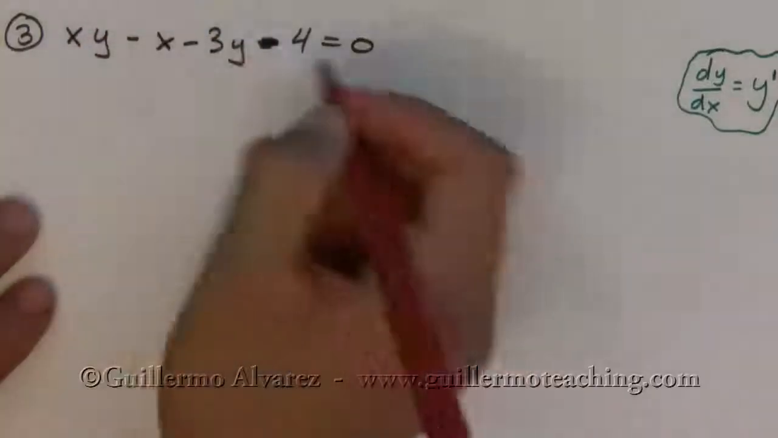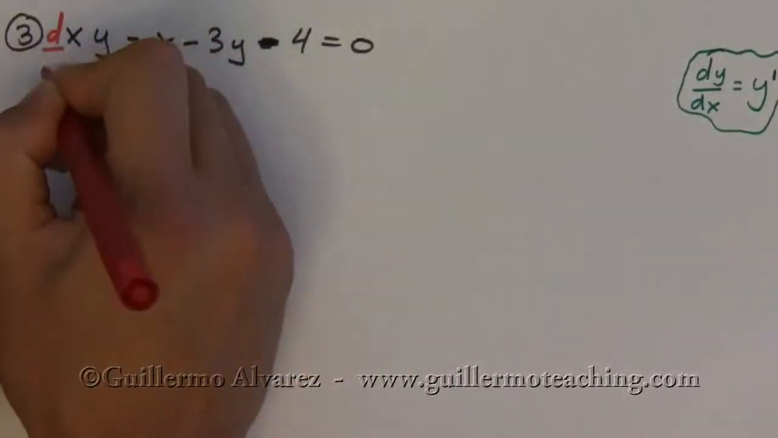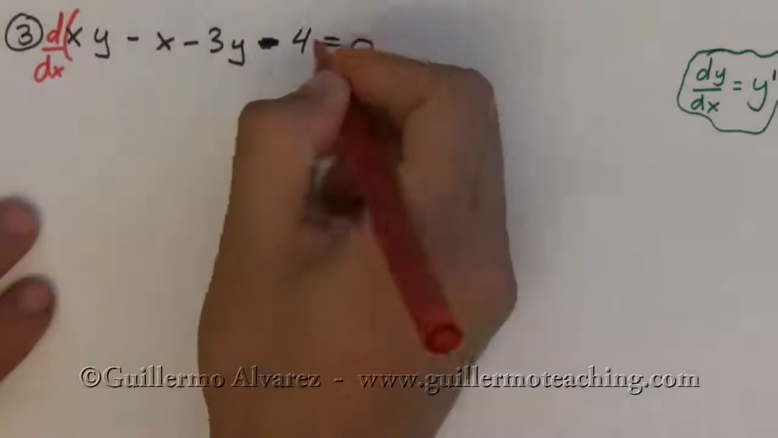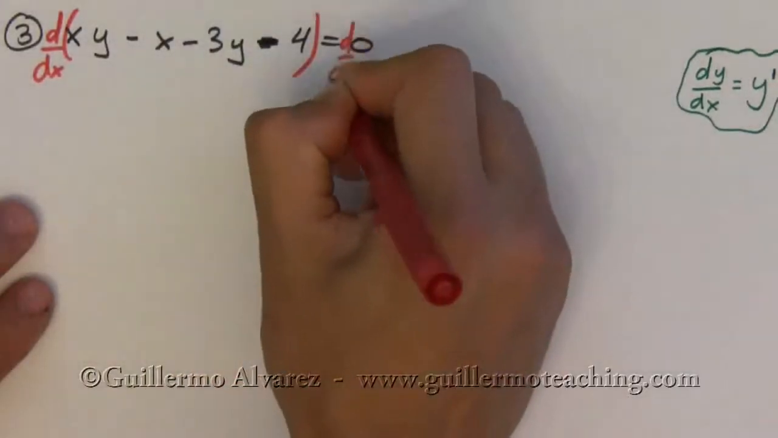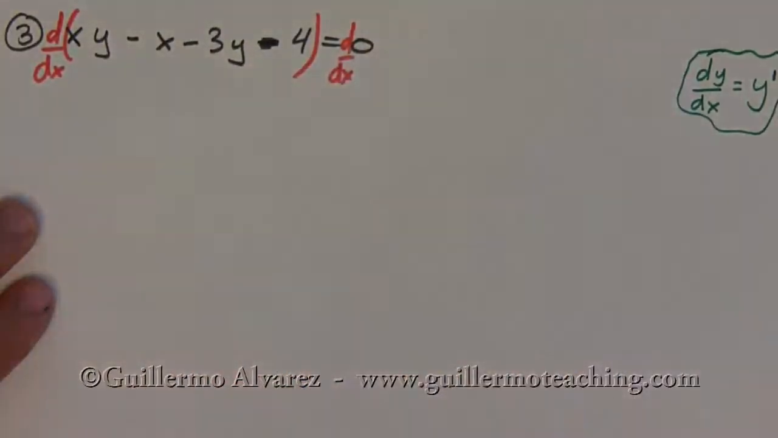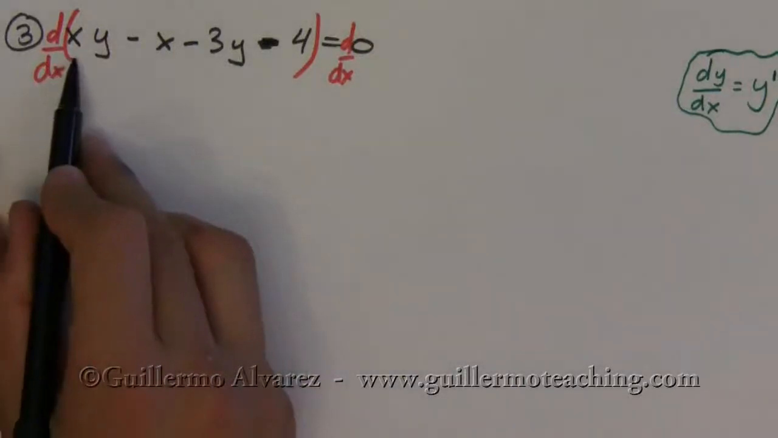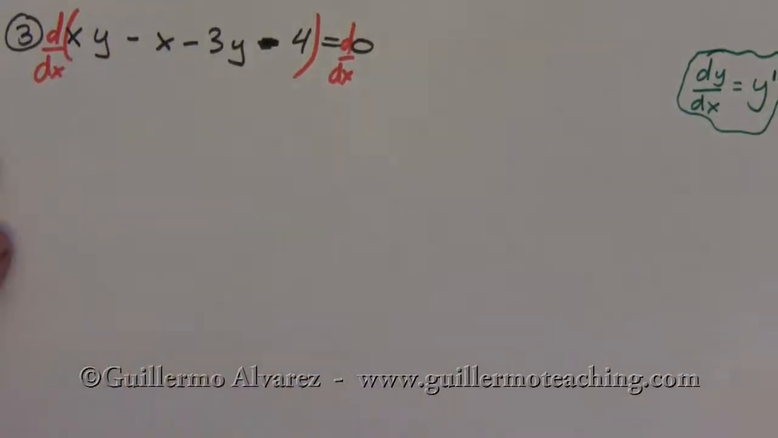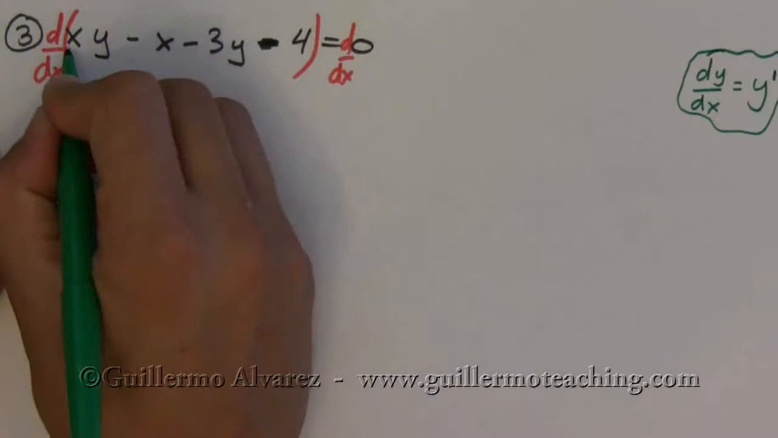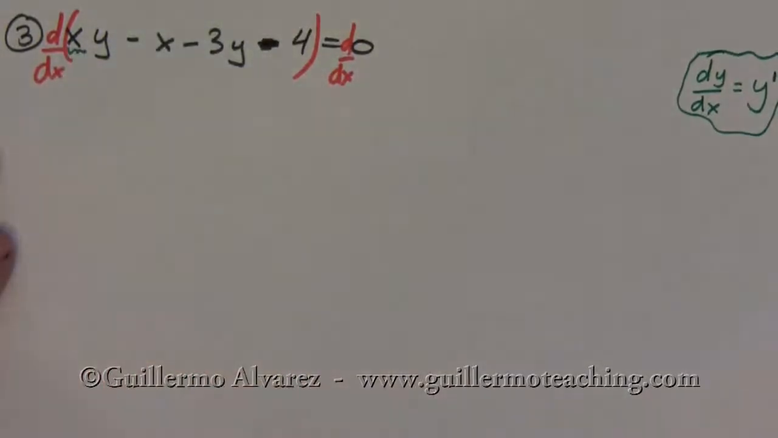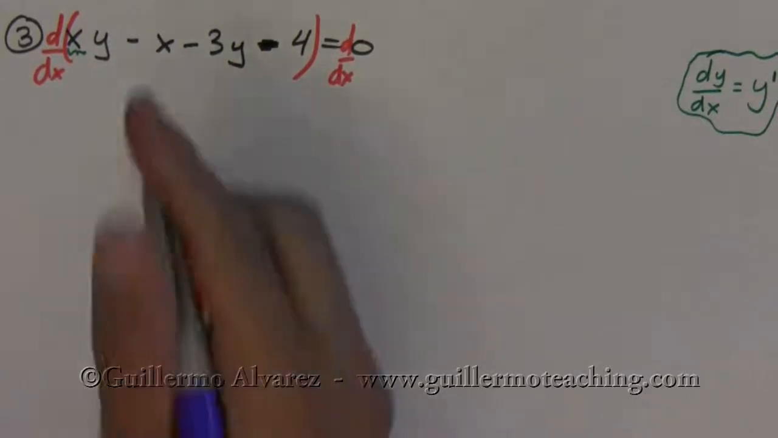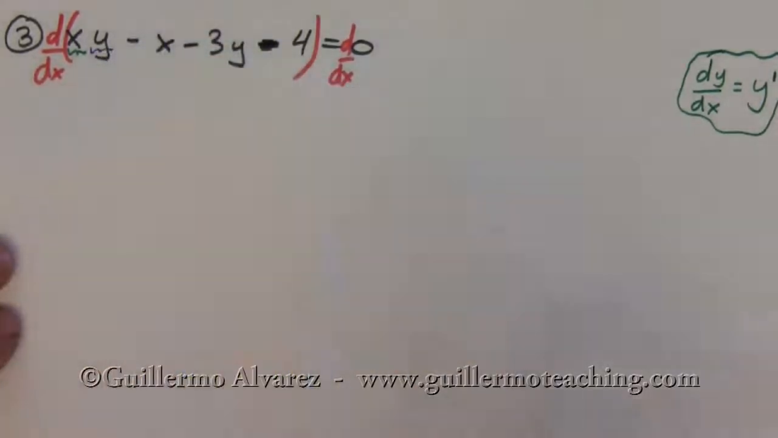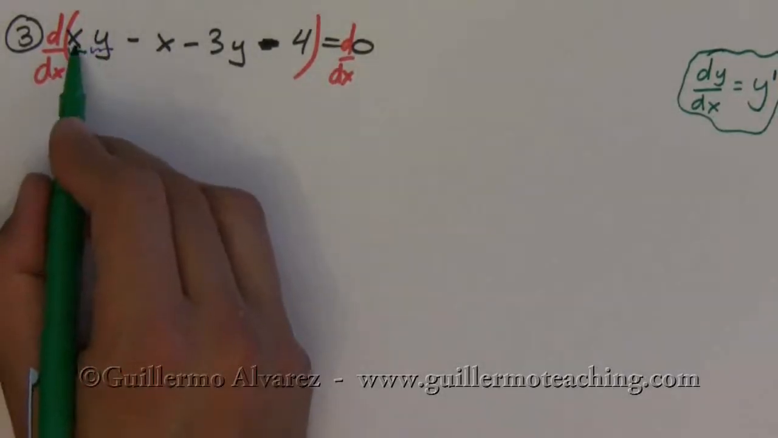Okay, so we're going to get the derivative of both sides. Derivative of the left side, derivative of the right side. And so the derivative of the left side here, we have to use the product rule, because we have a product of two functions.